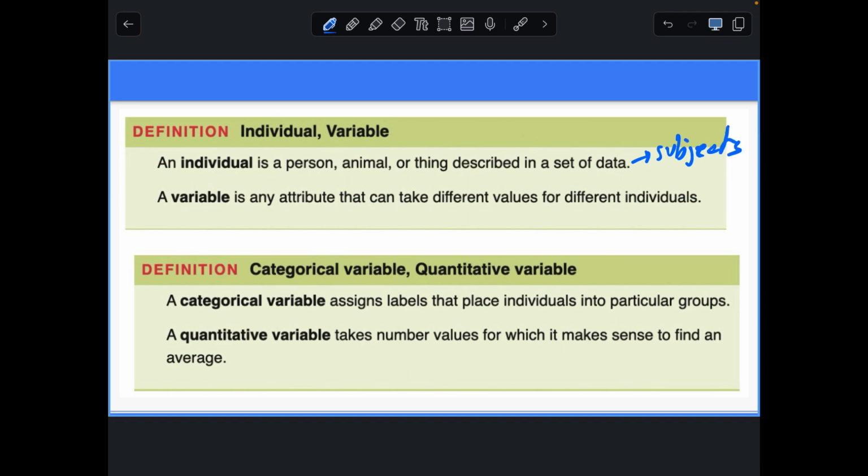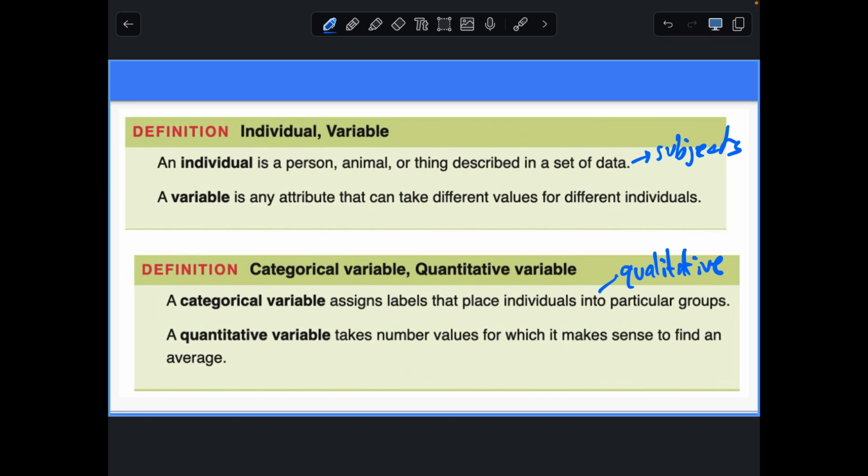And a variable is any attribute that can take different values for different individuals, okay? Now, with variables, there are 2 types of variables. There's categorical variables and there's quantitative variables. Categorical variables assign labels that place individuals into particular groups. Categorical is also sometimes called qualitative. You're describing the quality of something, whereas a quantitative variable takes number values for which it makes sense to find an average.